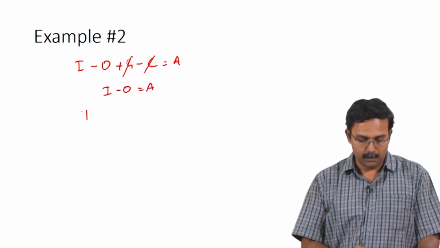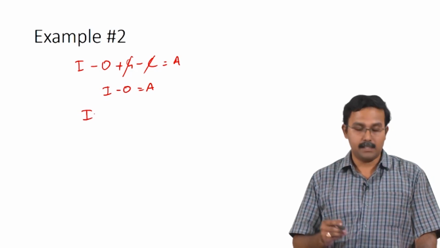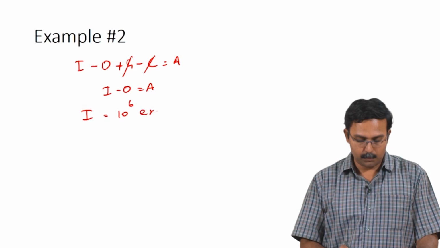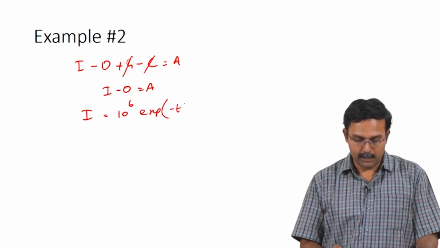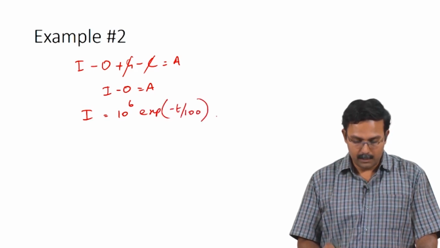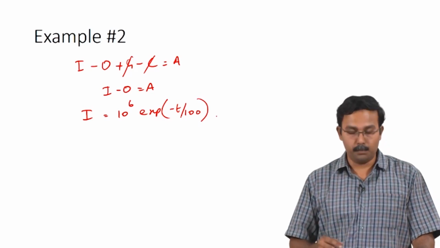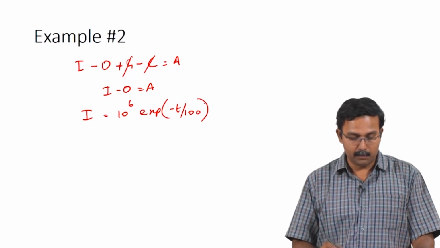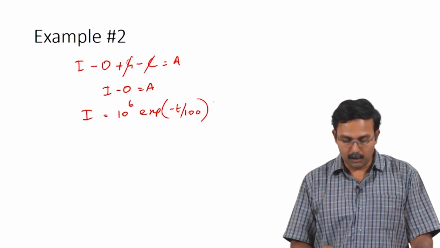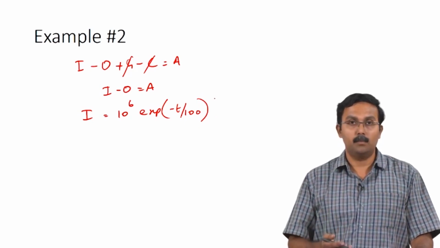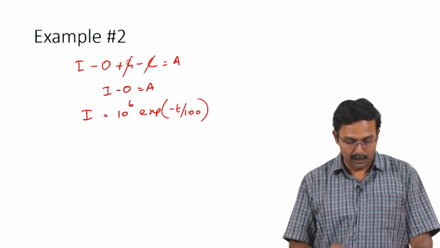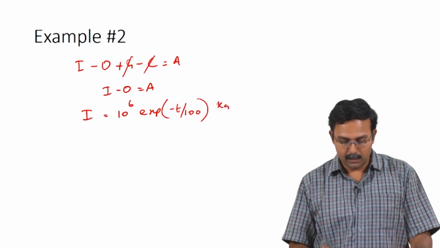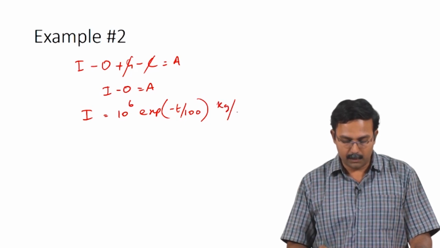The input term has been given as 10^6 times exponential of minus t divided by 100, and this is given in liters per day. To convert it into mass, you would have to multiply it by density. Because this is water, we know the density, which is 1 kilogram per liter. So, multiplying by 1 kilogram per liter, you would get this input in kilograms per day.